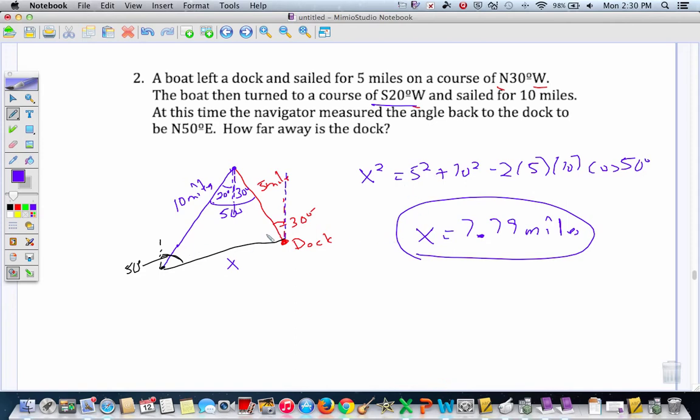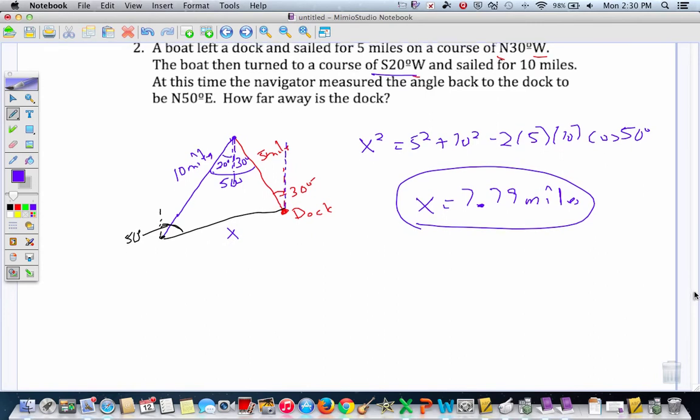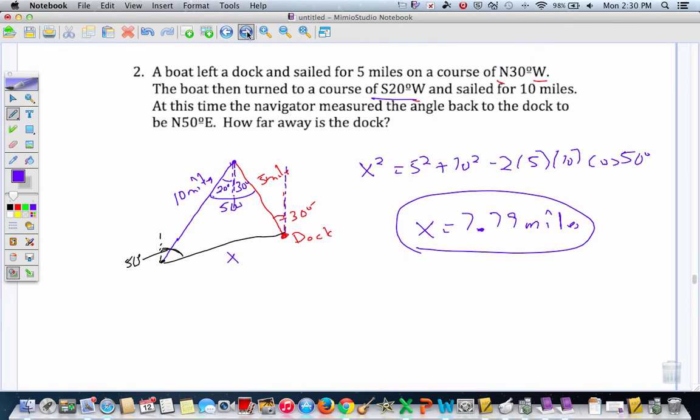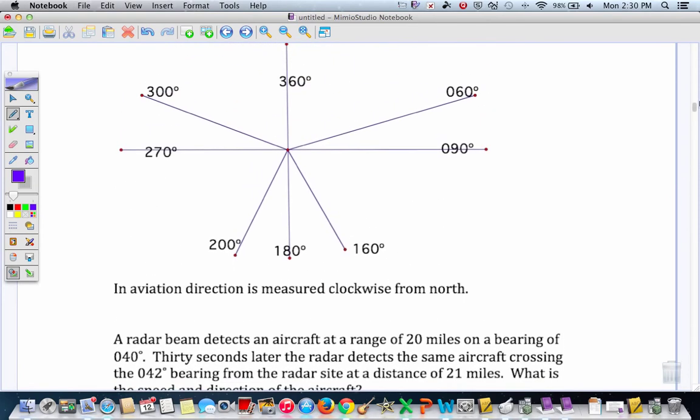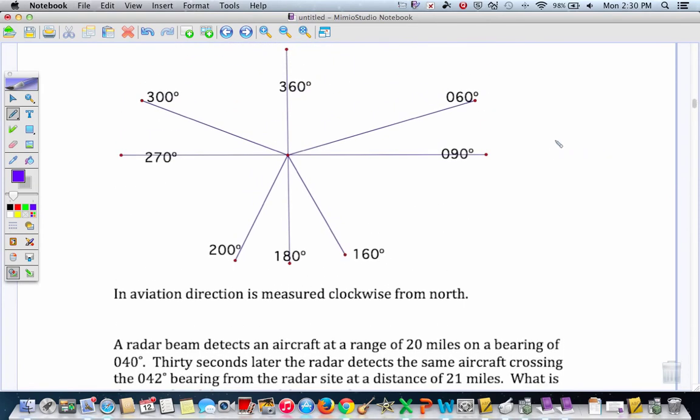Okay, so notice we use the law of cosines there rather than the law of sines, even though we could have done a little bit more legwork to find this angle and or this angle and done our law of sines as well. That gets us a look at the law of cosines on this particular problem. We have a couple more to go here.